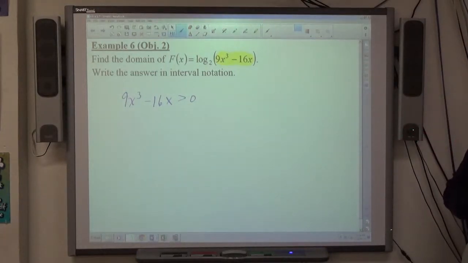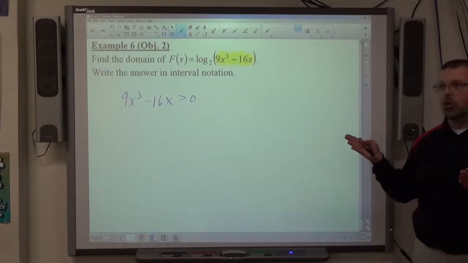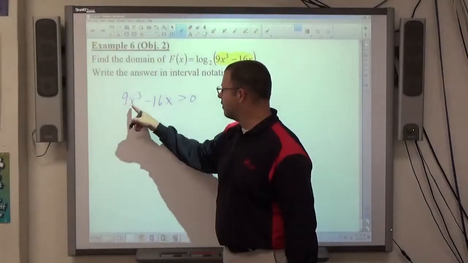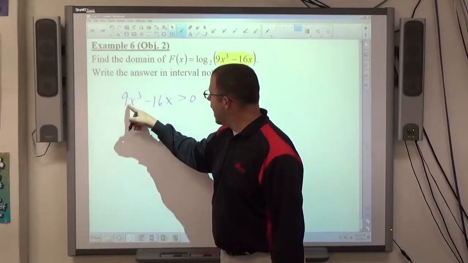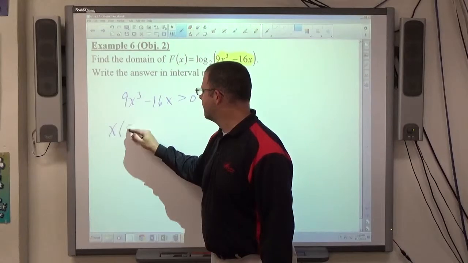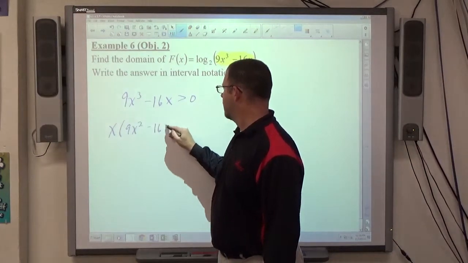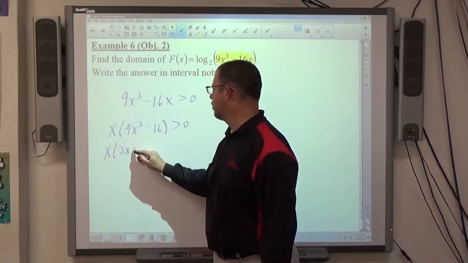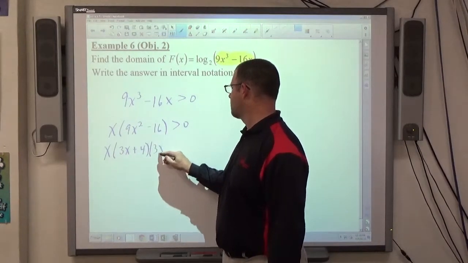And what we're looking at is a polynomial inequality. Now, we dealt with quadratic inequalities in chapter 1. It's the same family of problems. What I want to do is get this in factored form. So x is a common factor, and then 9x squared minus 16 is the difference of squares. So 3x plus 4, 3x minus 4.